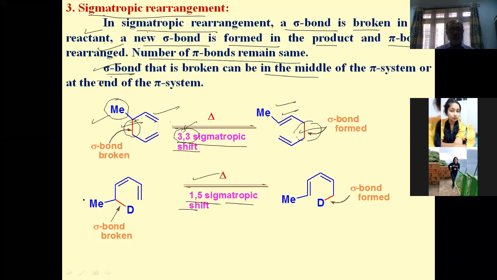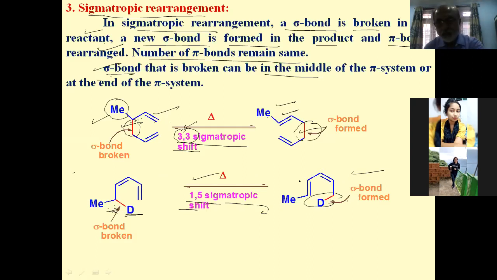Now here, if we can take it as H, but we have given D just to show that it is this particular one. So here, this sigma bond is broken, and this new sigma bond is formed here. And the pi bonds which were there also got rearranged. How does it happen? This is what we are going to study. All right, so this is just the definition we have taken now.